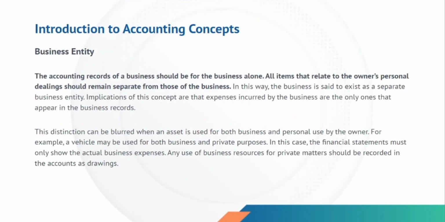Implications of this concept are that expenses incurred by the business are the only ones that appear in the business records. This distinction can be blurred when an asset is used for both business and personal use by the owner. For example, a vehicle may be used for both business and private purposes. In this case, the financial statements must only show the actual business expenses. Any use of business resources for private matters should be recorded in the accounts as drawings.